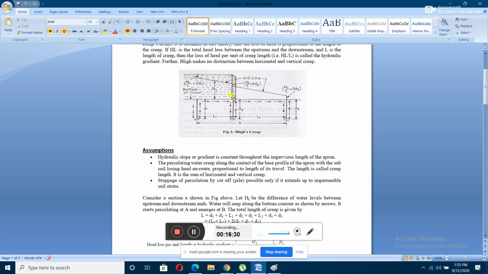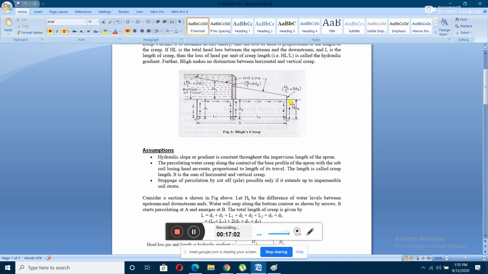Why were those inserted? In order to increase the creep length, the water has to flow in this way, right? The piles are impervious layers, water cannot go through the piles, right? So if there is one impervious layer like this in the form of a sheet pile, what will happen? Water from here will have to get down and then get up and flow in this pattern, like it has been displayed in the figure, right?